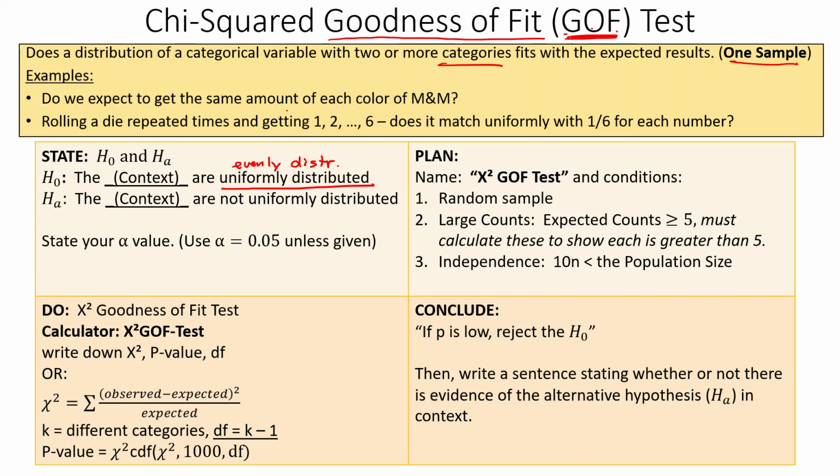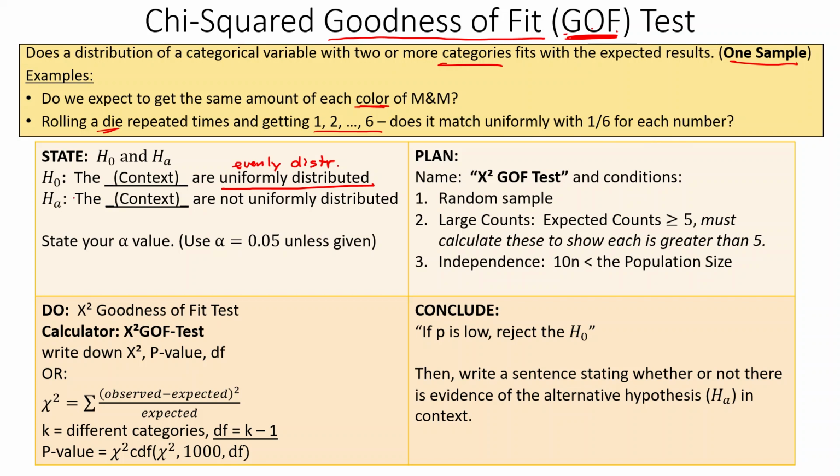Do we expect to get the same amount of each color of M&M? So color would be our variable there. If we're rolling a die repeatedly, we can get the numbers 1 through 6. Do we get the same amount for each one? All right, so that's when the test is used.